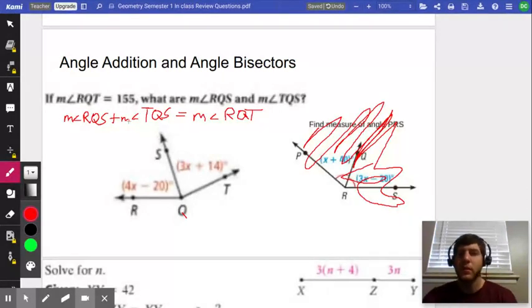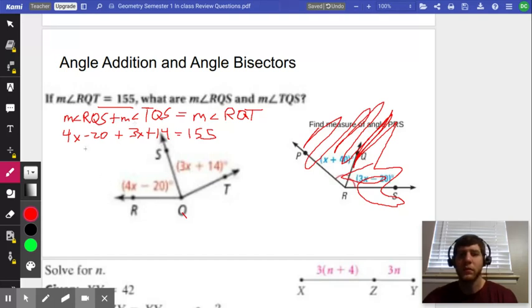Right, so RQS plus TQS equals the whole thing, which is RQT. Right, from there we have all the pieces, we can just substitute them in. So the measure of angle RQS here is 4x minus 20. The measure of angle TQS is 3x plus 14. And the measure of angle RQT is 155, right? 155.